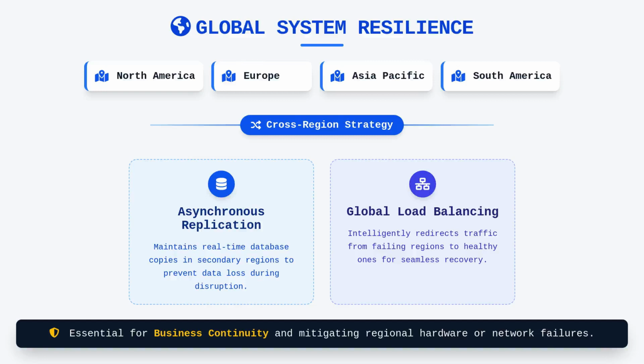These topologies are not merely advanced options. They are core requirements for any architecture that demands continuity. By mastering these concepts, you gain the ability to build systems that remain operational even in the face of significant regional hardware or network failures.